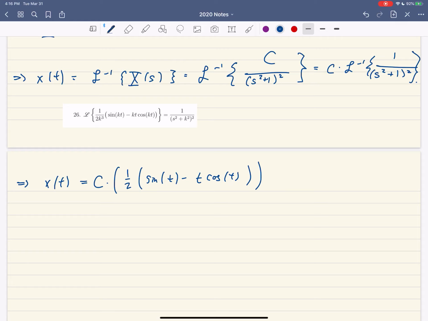And we're done. And the final thing that we can do if we want is absorb this 1/2 into the plus c. And so really we're going to end up with our solution x of t being some constant times sine of t minus t cosine of t.